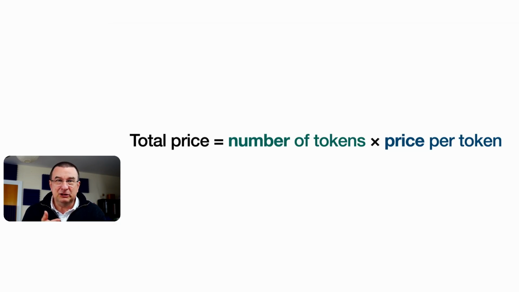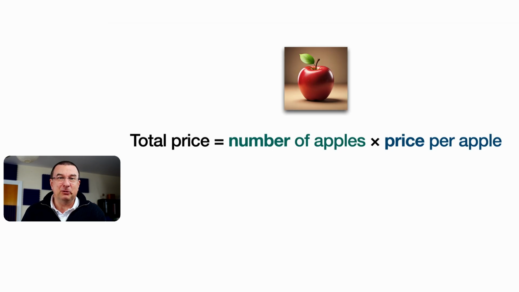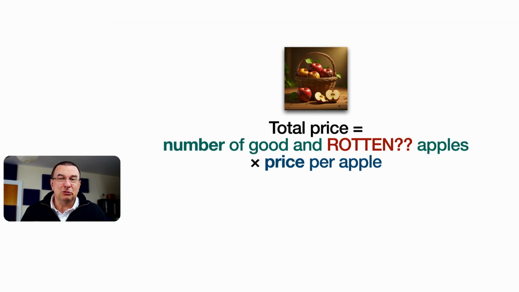So let's take it one by one. First of all, this looks fair and square, right? We buy tokens, what these LLMs churn out, and the more we buy, the more we pay. It's like apples, right? You buy more apples, you pay more for the apples. But there is one major difference. What about rotten apples? How does that work? I mean, you would never knowingly buy a rotten apple, and even if you buy one, you would probably take it back and tell them, hey, this is a rotten apple, give me my money back, right? Does that work the same way with tokens?